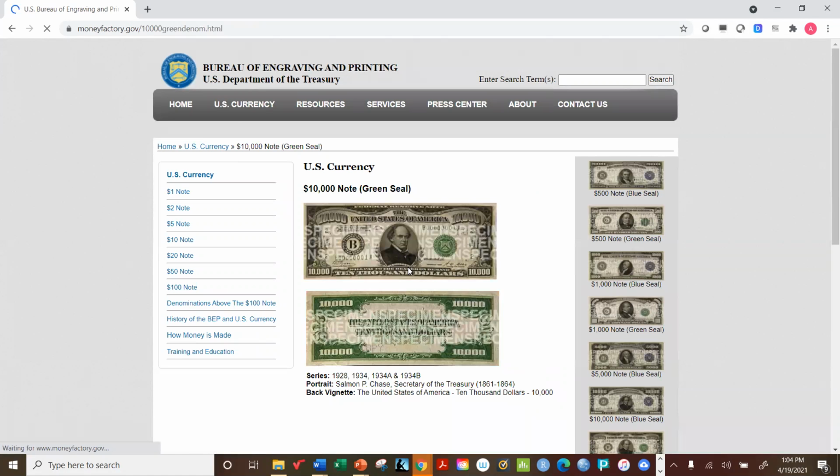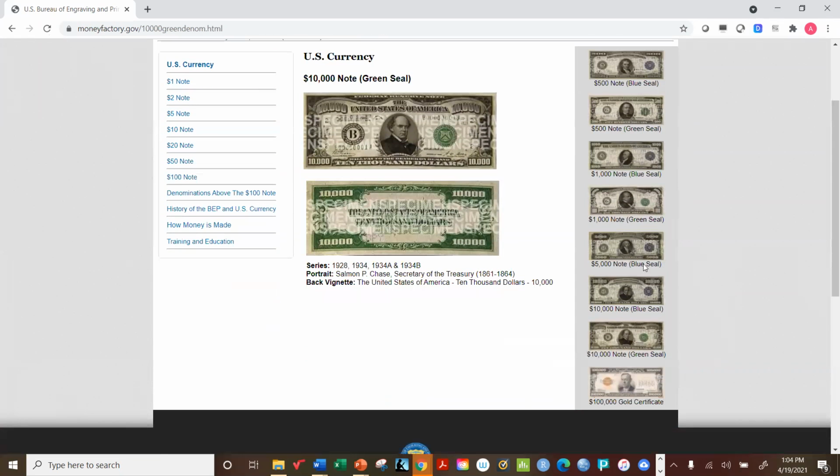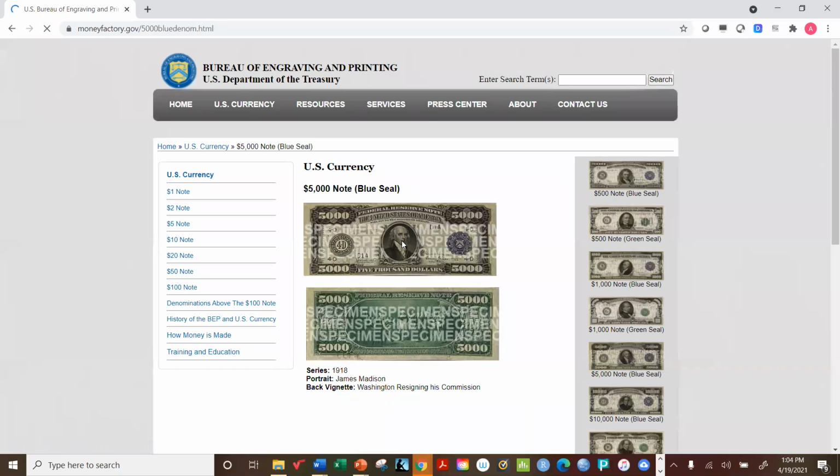This, by the way, is Salmon P. Chase. He was once the Secretary of the Treasury of the United States, and he is also the founder of, as you probably can guess, Chase Manhattan Bank. And we have here a $5,000 bill with James Madison on it, who of course is considered to be the father of the US Constitution.